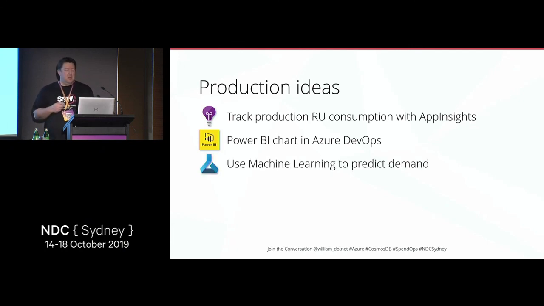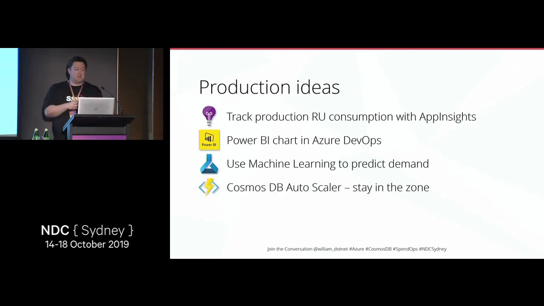And we can go a little bit further. Once we have all this information of how much consumption we're using and when we're using it, we can use some machine learning to maybe predict our demand of what's coming up. And then we can auto-scale our Cosmos DB instance to always stay in that Goldilocks zone of not over-provisioning or under-provisioning.